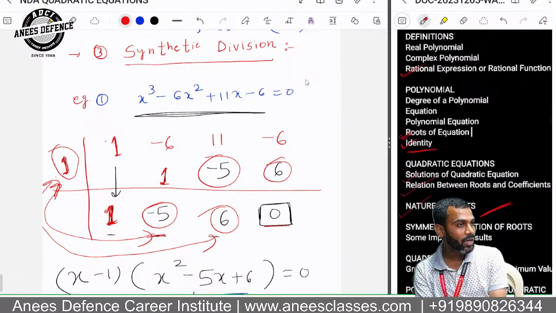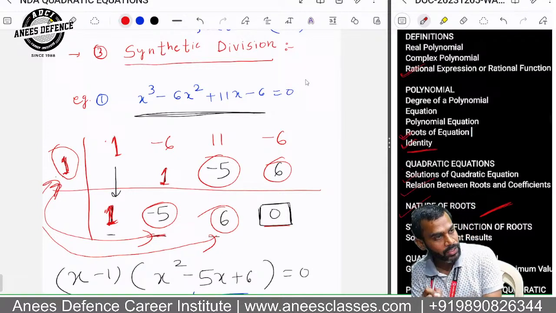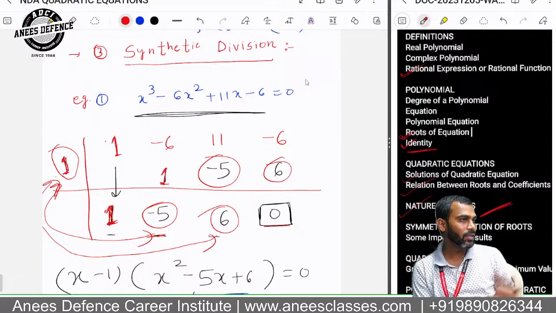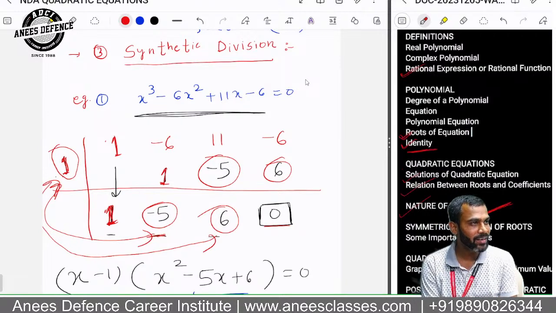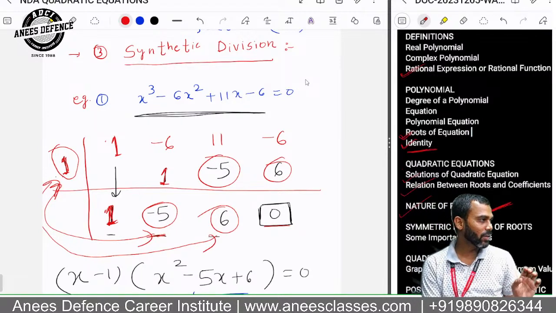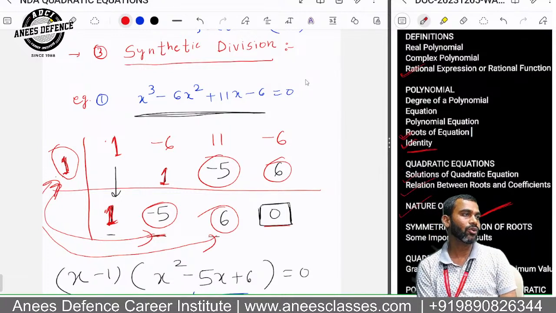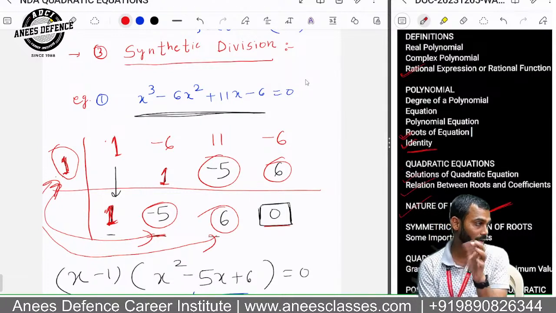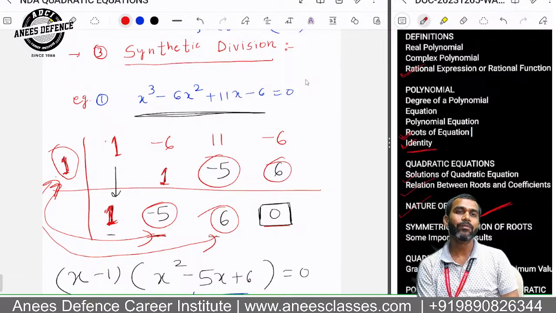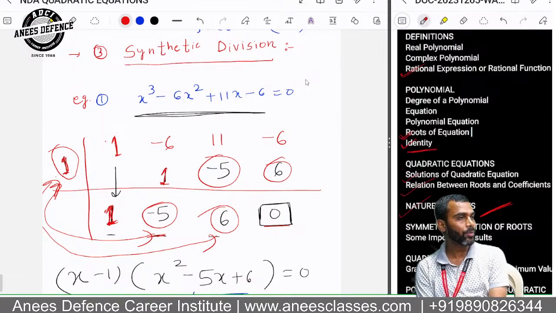So this is the proof. I hope you understood. If we don't get 0 here, it means either you have made some mistake, or if you didn't make any mistake, it means the number is not the root. So this is the remainder basically, at the end, whatever number you get. Understood? So I hope it is clear.